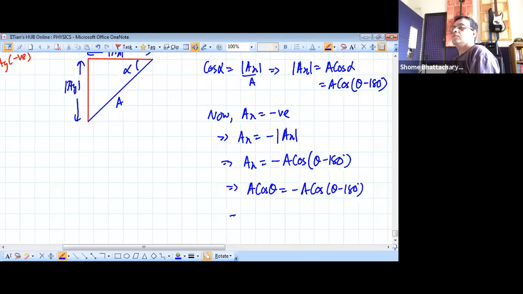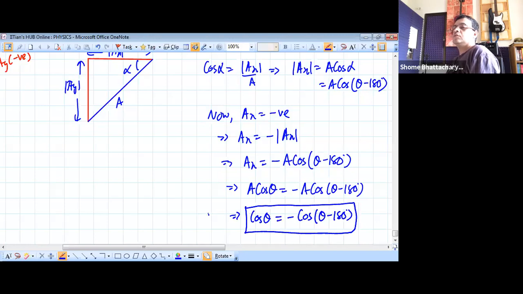So we have cos theta as minus of cos (theta minus 180). This becomes the formula for cos theta in quadrant 3. So for example, cos of 225 degrees becomes minus of cos (225 minus 180), or minus of cos 45, or minus 1 by root 2.